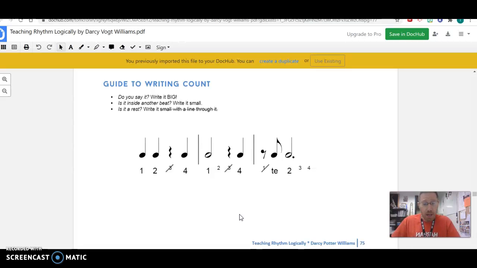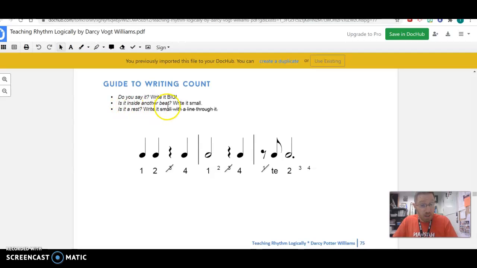I'm here with a really brief video to help you out with your guide to writing the count for band. On our screen, you are seeing the guide to writing count. This should be in your band binder, and there are a few important points to notice. Do you say it? If you say it, you're going to write the count big. This is teaching us to write the count in our rhythm charts.